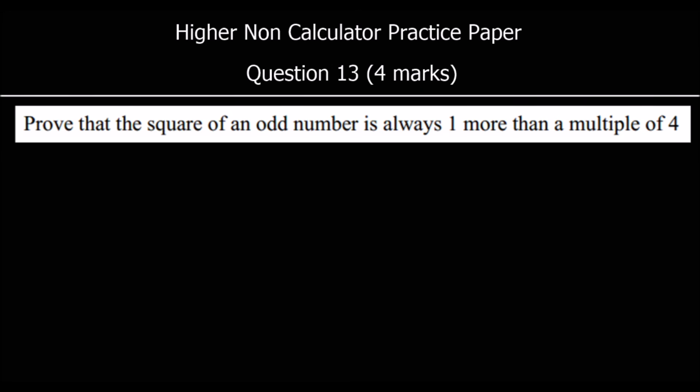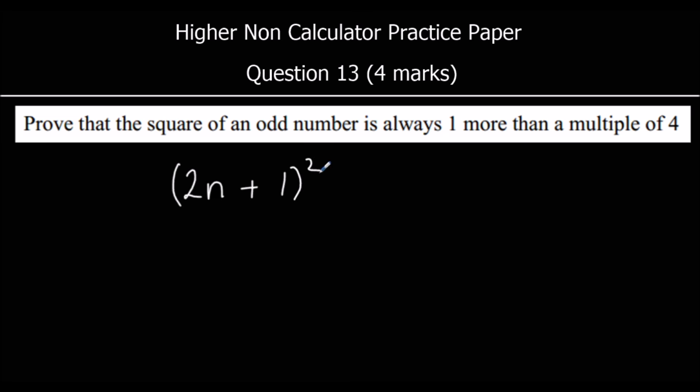Question 13. Prove that the square of an odd number is always one more than a multiple of 4. So we can write an odd number as an even number, which is the 2 times table, plus 1. One more than the 2 times table is odd. And we want to square it and then show it's one more than a multiple of 4.